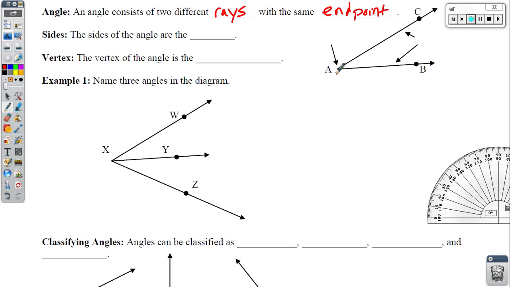Over here we have point A, this is the endpoint, and then the rays go from A to B, and from A to C, and then between those rays is some angle. The sides of the angle are the rays themselves. The endpoint that makes the angle, the point where the angle is, we call the vertex. So that's the endpoints of the rays.